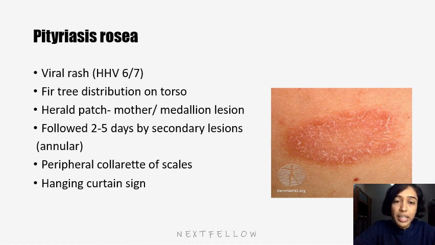So a collarette means the scale on the skin, if you look at the diagram here, the photo, is attached to the periphery of the skin, but towards the inner side of the lesion, the scale is loose. So it opens up towards the inner part of the lesion. Okay, that's a collarette of scales. And a hanging curtain sign is seen in PR. Hanging curtain sign is when you stretch the lesion perpendicular to the long axis of the lesion, you will elicit more of these fine scales. So it's like a hanging curtain.